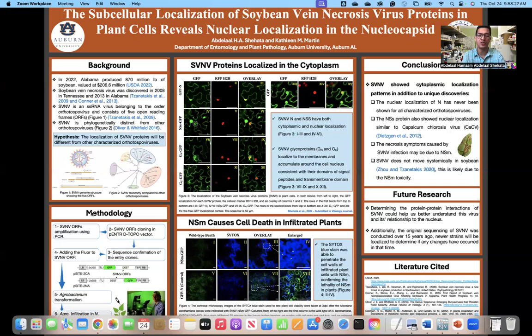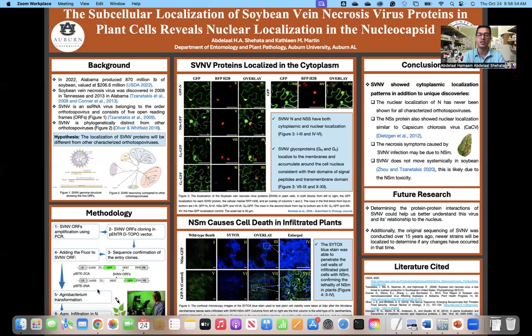So I used the reference genome, the Tennessee reference genome, to amplify the five open reading frames, including NSs, N, NSm, GN, and GC. Then I cloned them into the pENTR/TOPO vector, and sent them for sequencing to make sure the sequence is good. After that, I fused them to the fluorescent protein GFP in the pSITE vector, and I did that at both the C-terminal and N-terminal of GFP, which helped me to confirm the results.